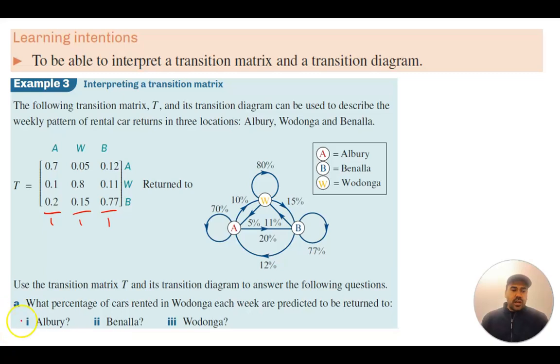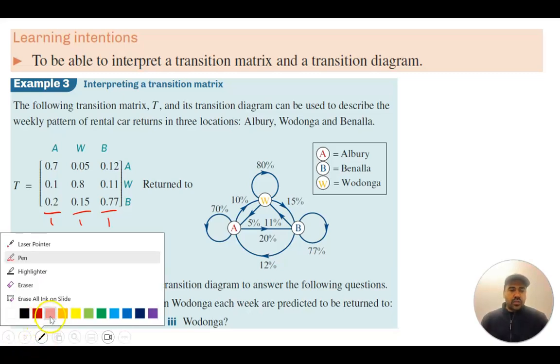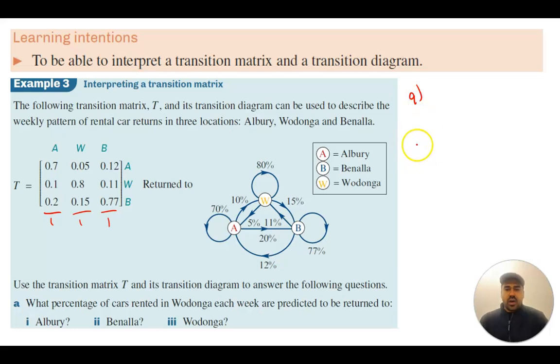So the first question is asking for interpreting the transition matrix and seeing if we can answer the following questions in terms of percentages. So what percentage of cars rented in Wodonga each week are predicted to be returned to Albury, Benalla, and Wodonga? So we're trying to interpret this information now given the transition matrix. So for Albury, I accidentally put B and C, oops. So for Albury, we are starting in Wodonga and returning to Albury.